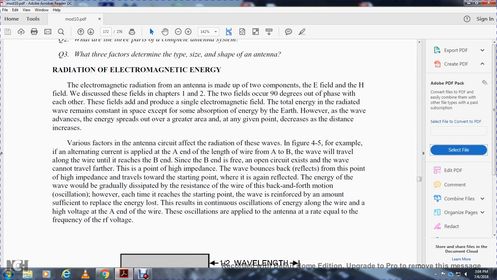We discussed the fields of chapters 1 and 2. The two fields occur 90 degrees out of phase. Each of these fields is added and produces a single electromagnetic field. The total energy of the radiated wave is constant in space, except for some absorption of the energy by the earth.